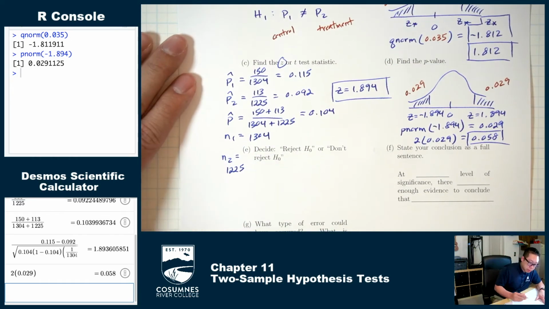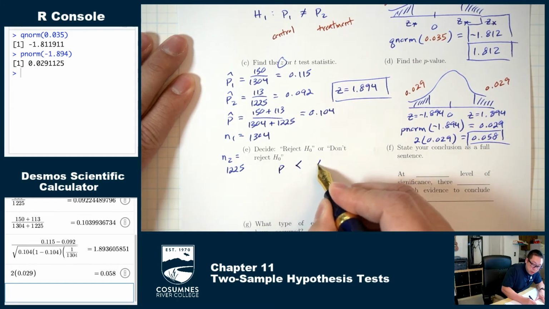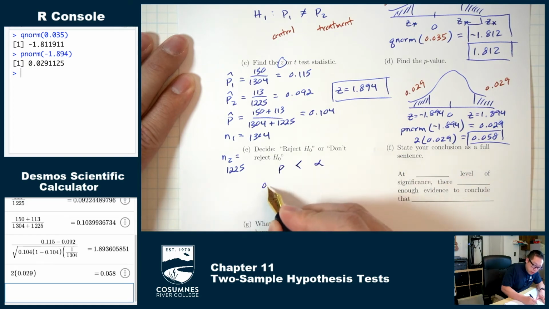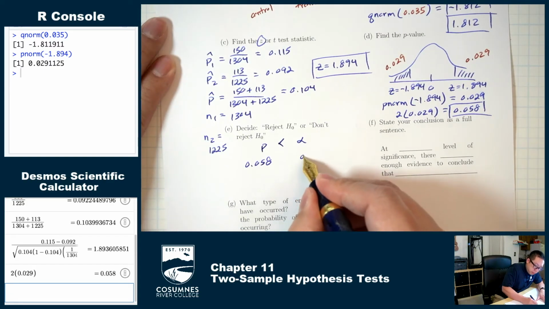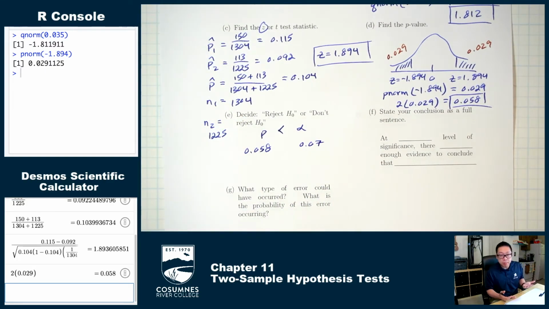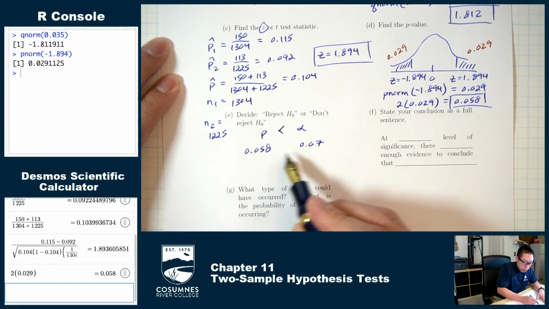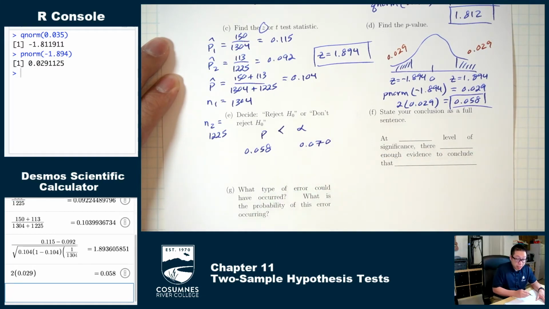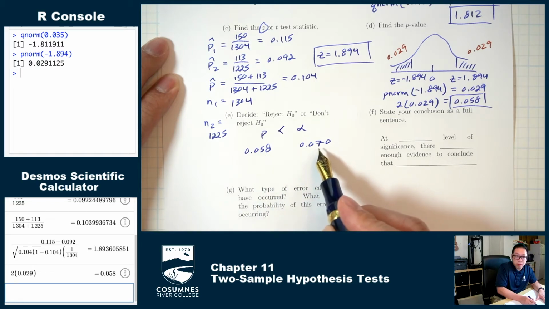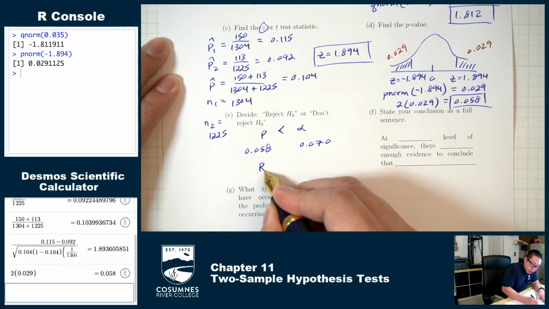So for part E, we're going to check our p-value and see if it's less than our alpha. Our p-value is 0.058. Our alpha is 0.07. If it's less than, we reject. If it's not less than, we don't reject. 0.058 versus 0.07. If you can't tell, add zeros to match the number of decimal places. This one has 3, 0.070. So it is less, right? This is really just 58 versus 70. So 58 is less than 70. It is less, so we are going to reject.